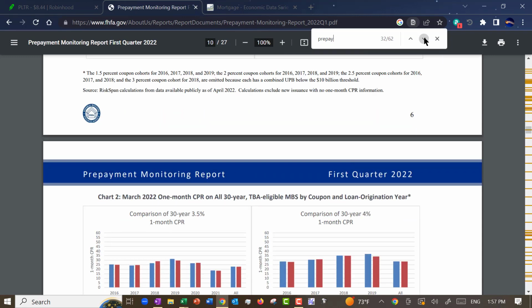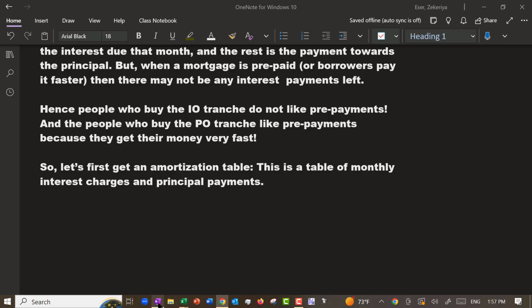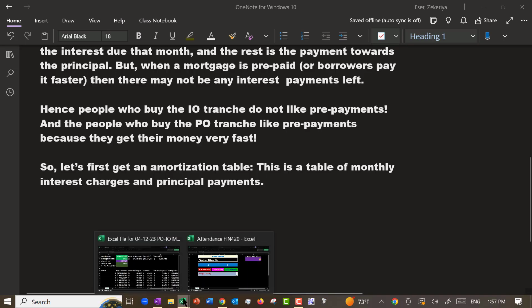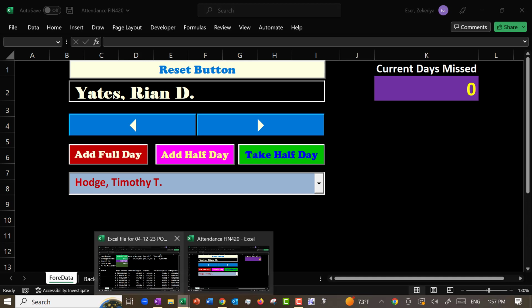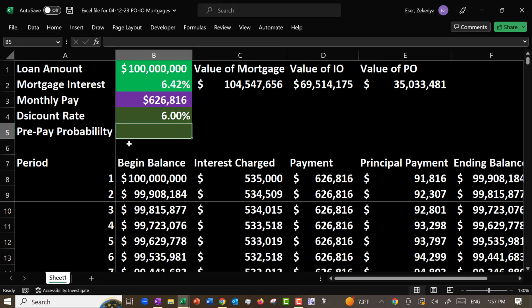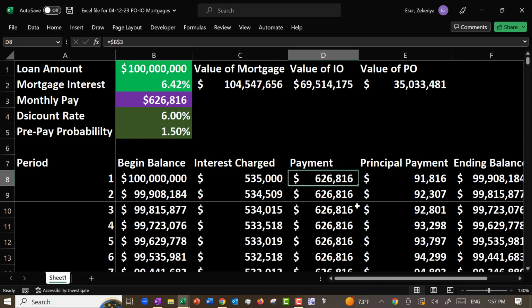Okay, for now, let's assume an arbitrary number. Let's say 1.5% a month. So every month, 1.5% of outstanding mortgages are prepaid. Okay. So let's kind of figure it out.